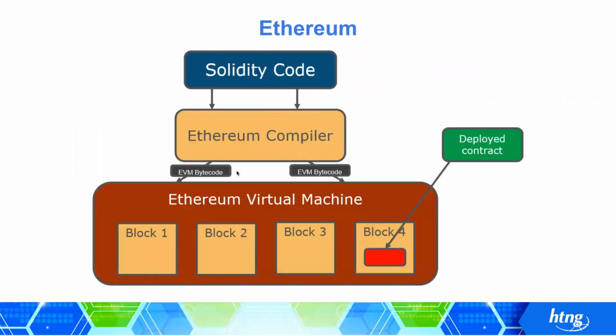How it works on the Ethereum network, just for example. The Solidity code, which we considered on the previous slide, will be compiled to Ethereum virtual machine bytecode, and after that this code will be deployed to the Ethereum virtual machine blocks as a deployed contract. In this case you can see how Ethereum will deploy it, and after that we can execute it.